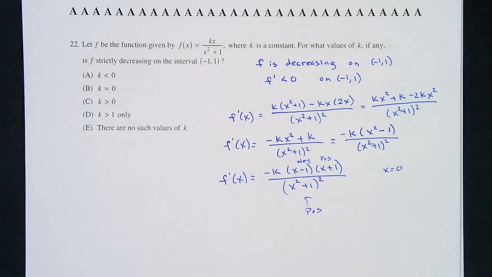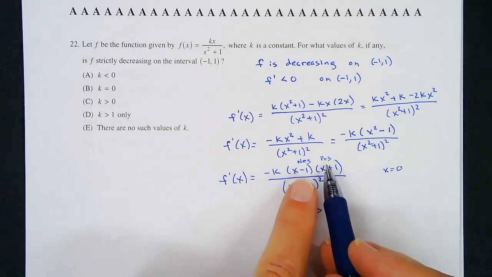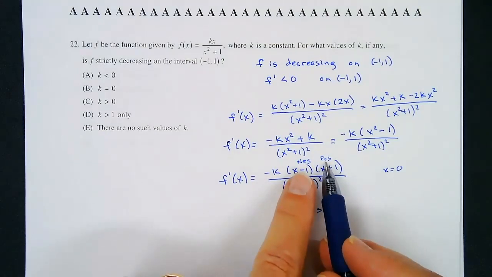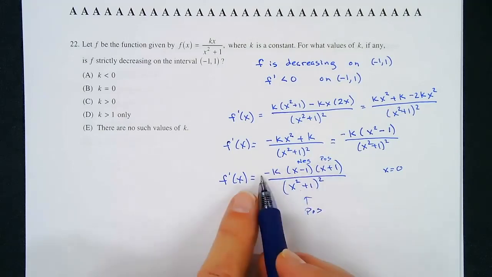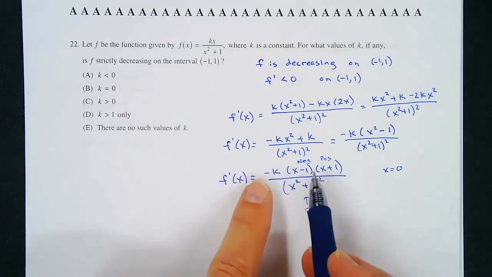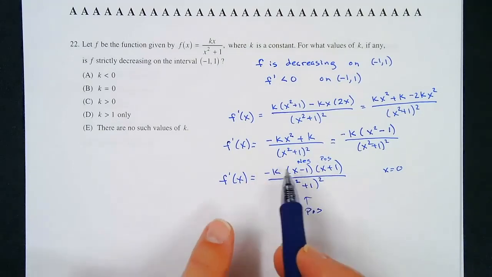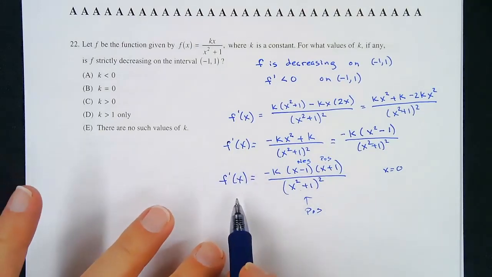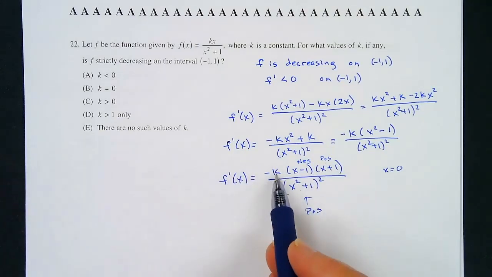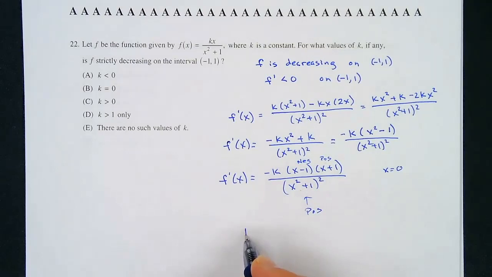So if k was positive, it would stay positive. But if k was negative, then it would switch back to negative. So again, if I multiply this negative times a positive, that's negative. Times this negative is going to give me a positive. So the only way to make the first derivative negative is if k would have to be less than 0.